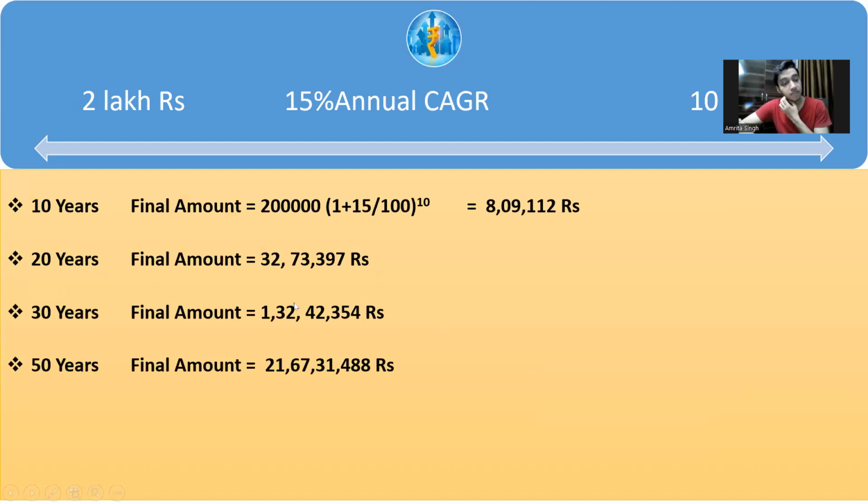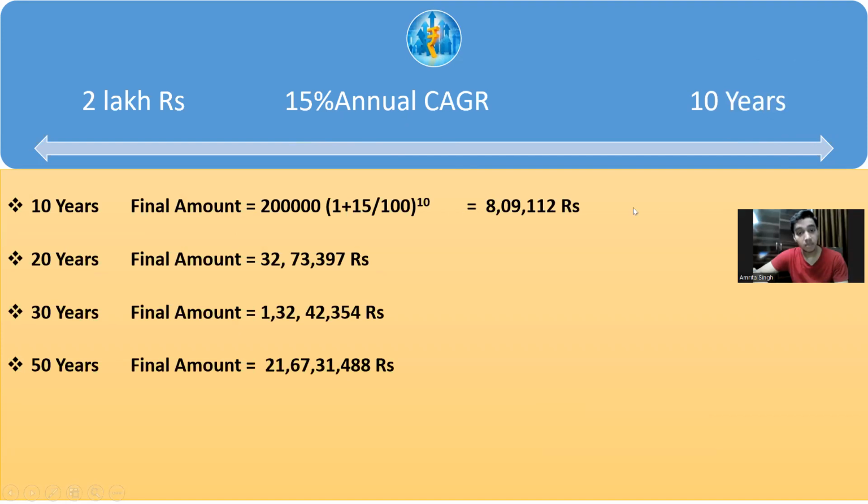Right now I have taken an example: suppose I have invested 2 lakh rupees in a particular stock, and I know that the stock is going to give me almost 15% annual CAGR, and I have invested my money in that stock for almost 10 years. So my time duration is 10 years, my CAGR is 15%, and my initial amount is 2 lakhs. If I put all these three things in the formula for the final amount, the final amount I'm going to get is almost 8 lakh rupees after 10 years.